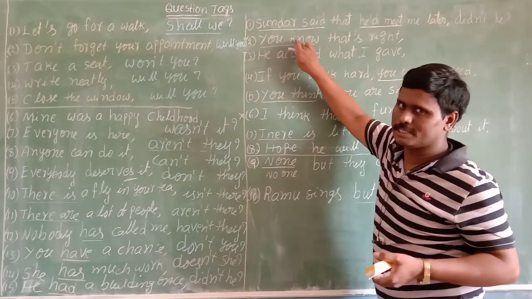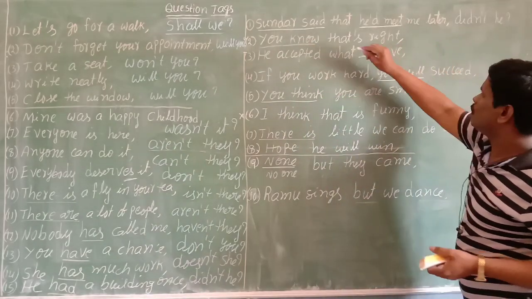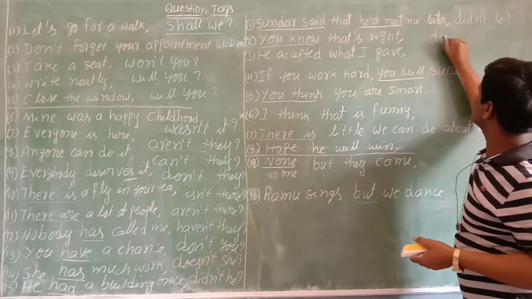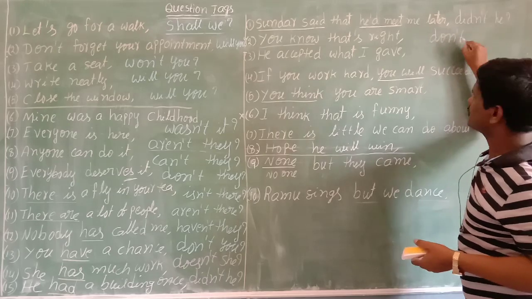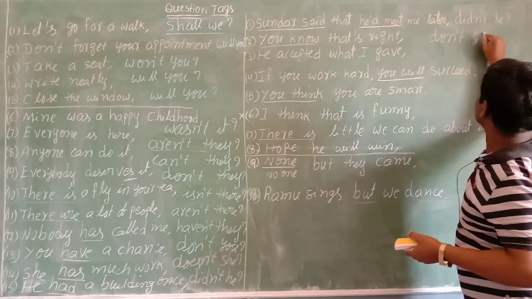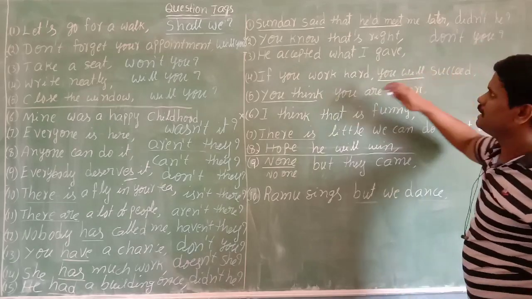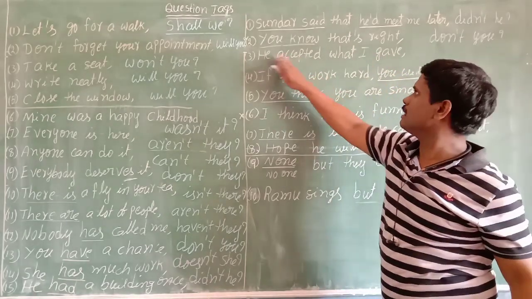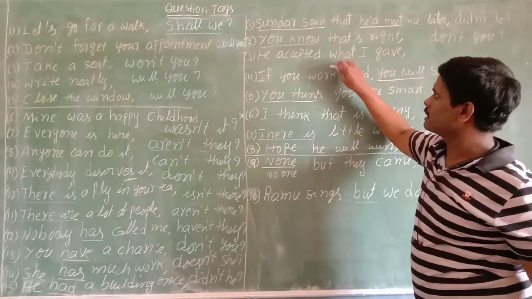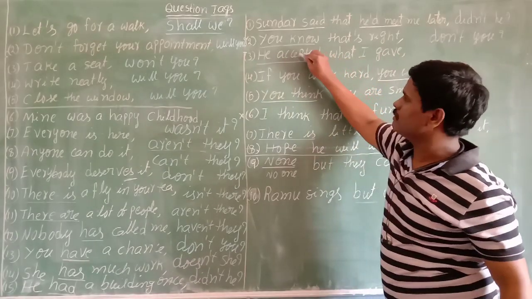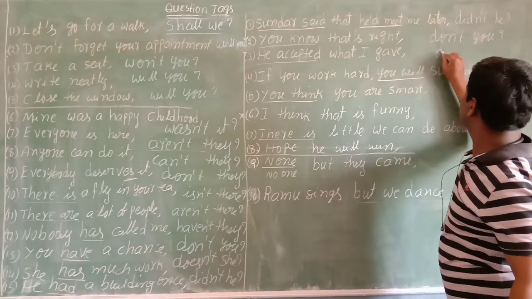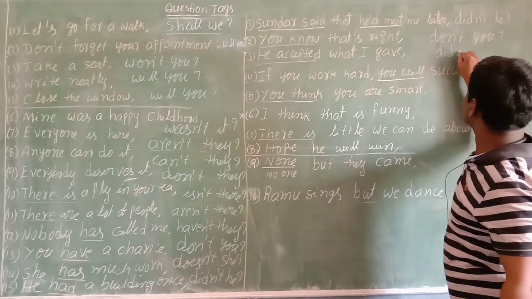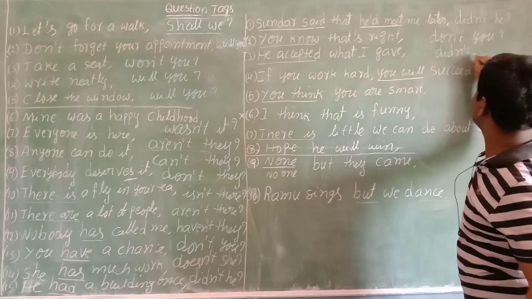So this is the main clause. Verb 1 means do, no negative word, contraction, don't. So the answer is don't you. Next, He accepted what I gave. He accepted is the main clause. What I gave is the subordinate clause. He accepted is verb 2. Verb 2 means did, no negative word, contraction, didn't. He means he.